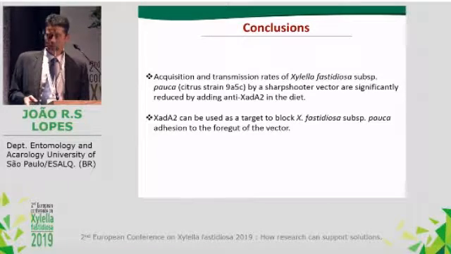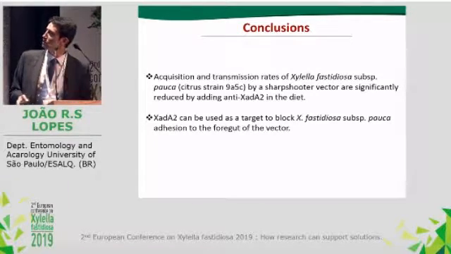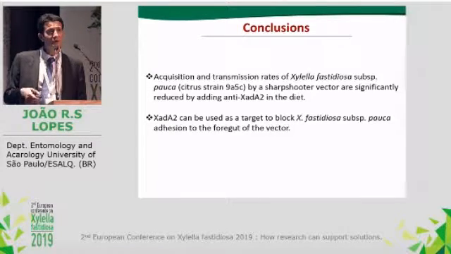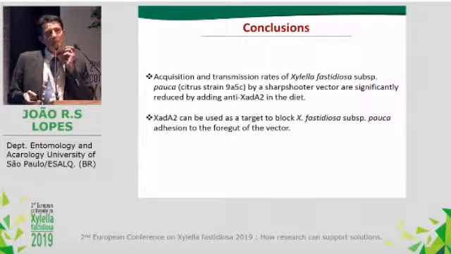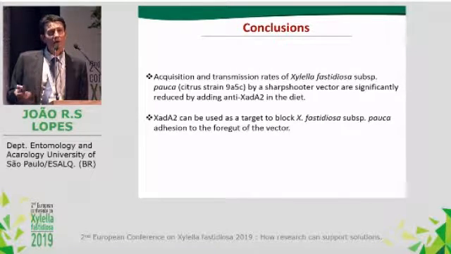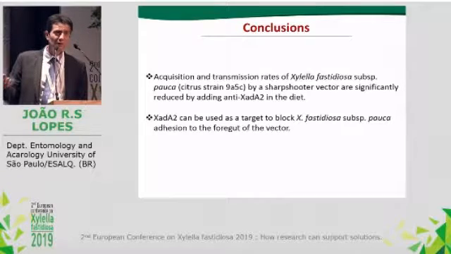And maybe this ZAD-A2 can be used to block Xylella fastidiosa in a control strategy. It may also be applied to other subspecies. So it was already shown to work for fastidiosa, for pauca, and may be applicable to other subspecies because this is a kind of a conserved protein.